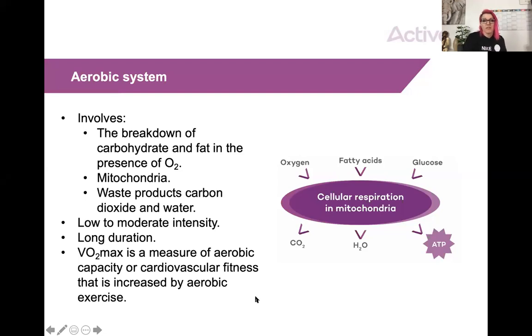The aerobic system involves the breaking down of carbohydrates, so carbohydrates that we eat, and fat within the presence of oxygen. So this utilizes oxygen, therefore it's aerobic. This happens in the mitochondria, which are in the muscle cells. I like to call them our little saucepans, our little cooking pots where we put everything in to create the energy and we get the ATP out. The waste products from this system are carbon dioxide and water.